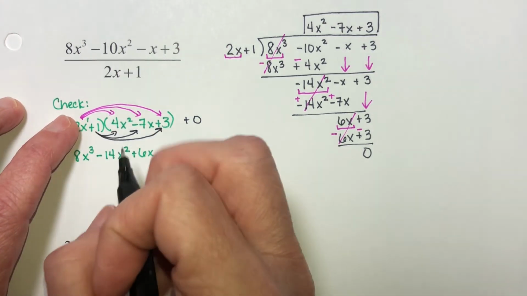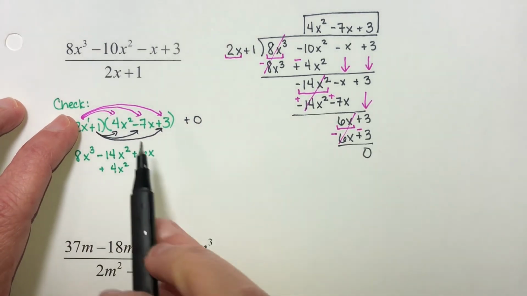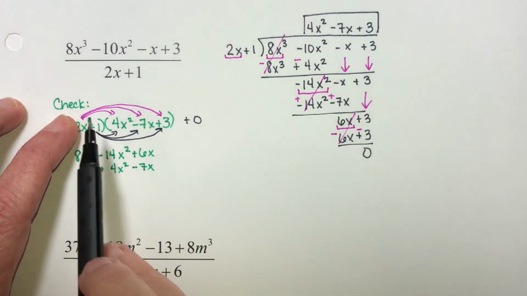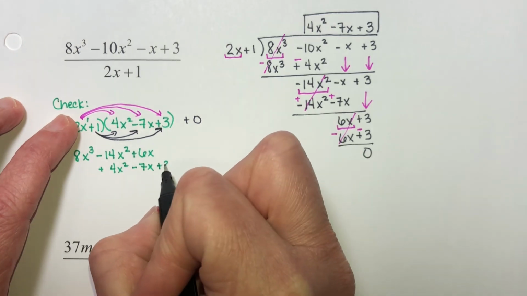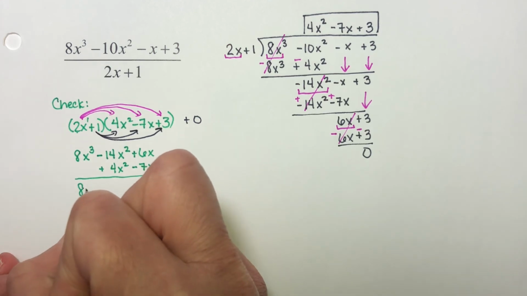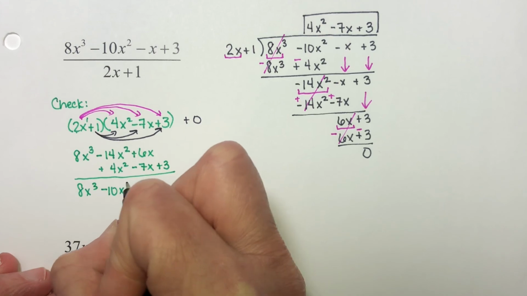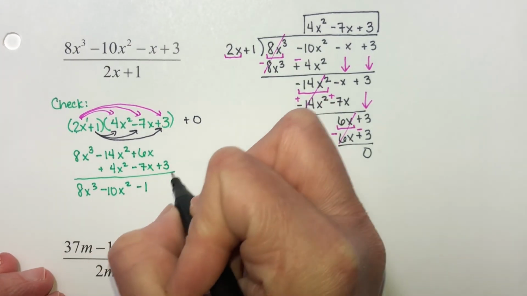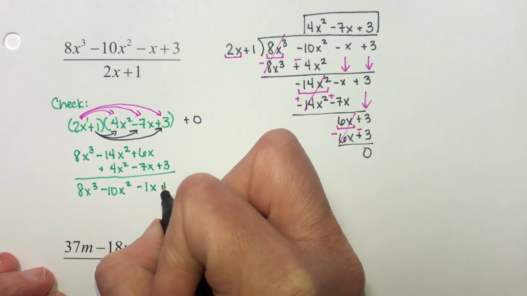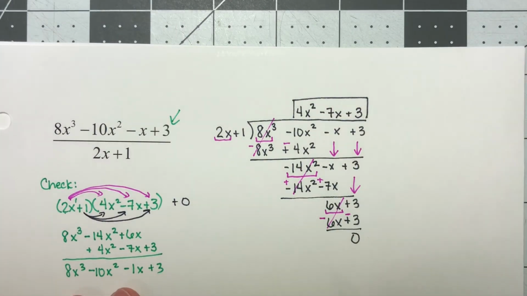1 times 4x squared is 4x squared. I'm lining up my like terms to make it easier. 1 times negative 7x, negative 7x. 1 times 3 is 3. Combine like terms. 8x cubed. This is going to be minus 10x squared minus 1x. You don't need the 1, you can, plus 3. And this is exactly the same as this. So we are correct.